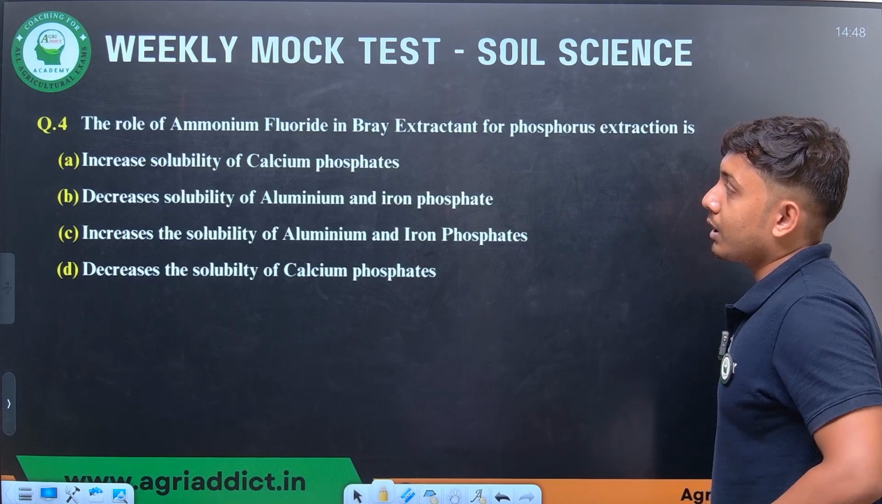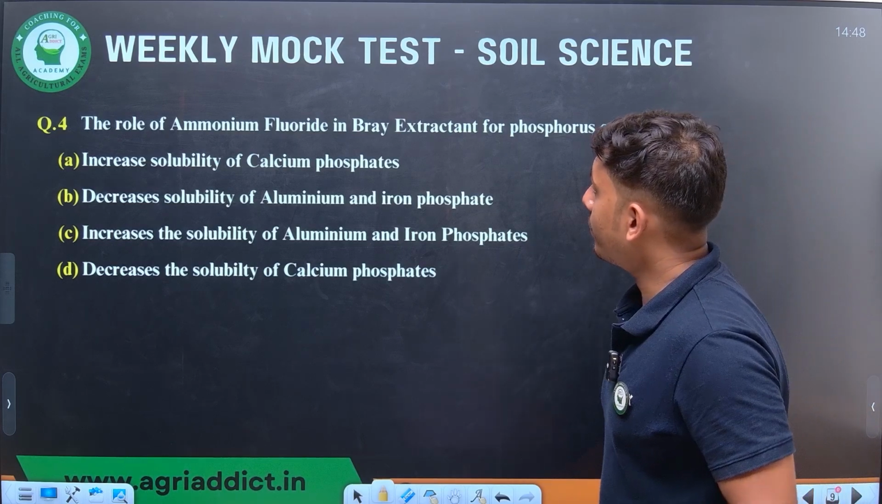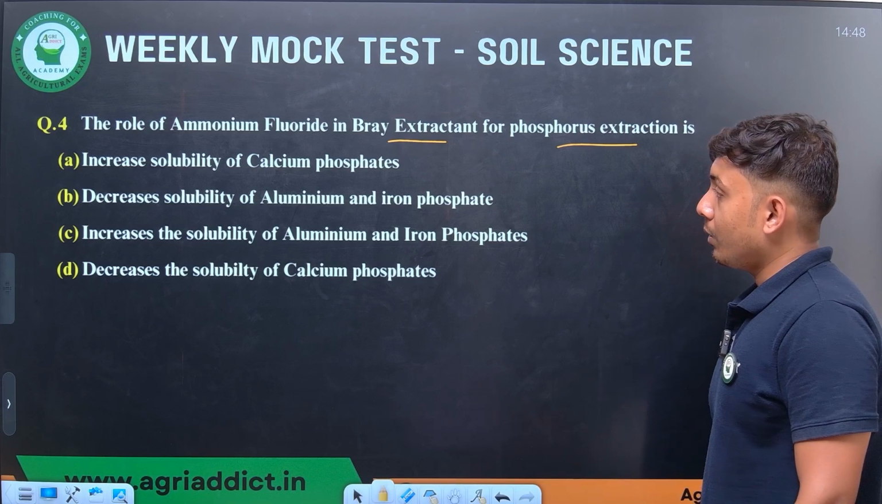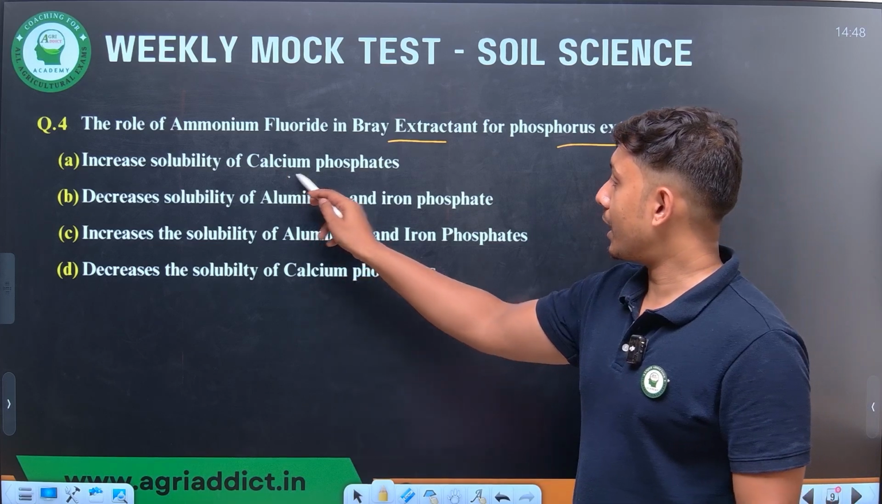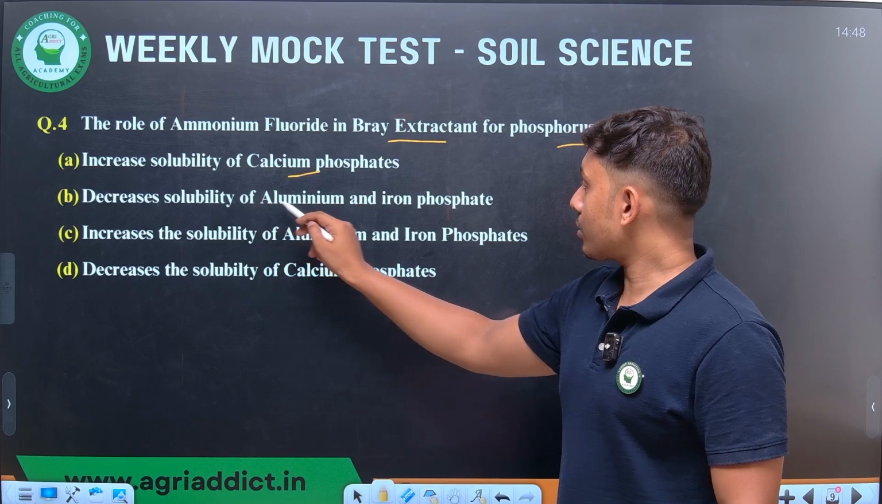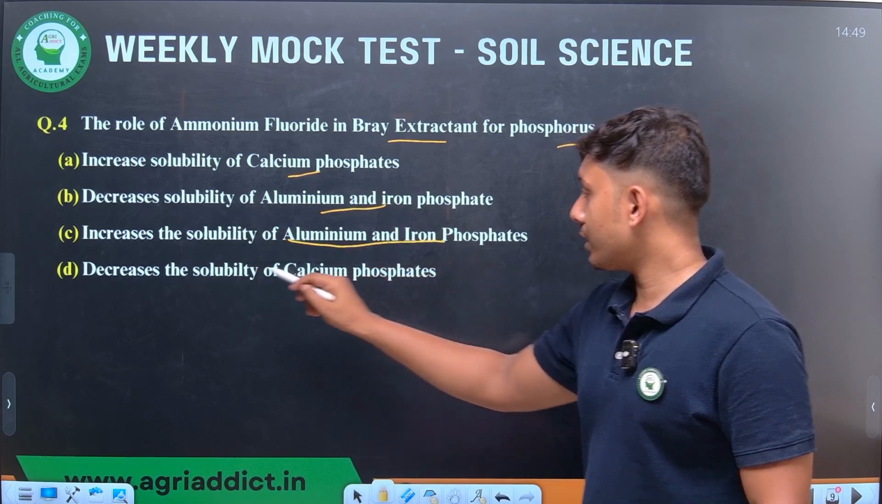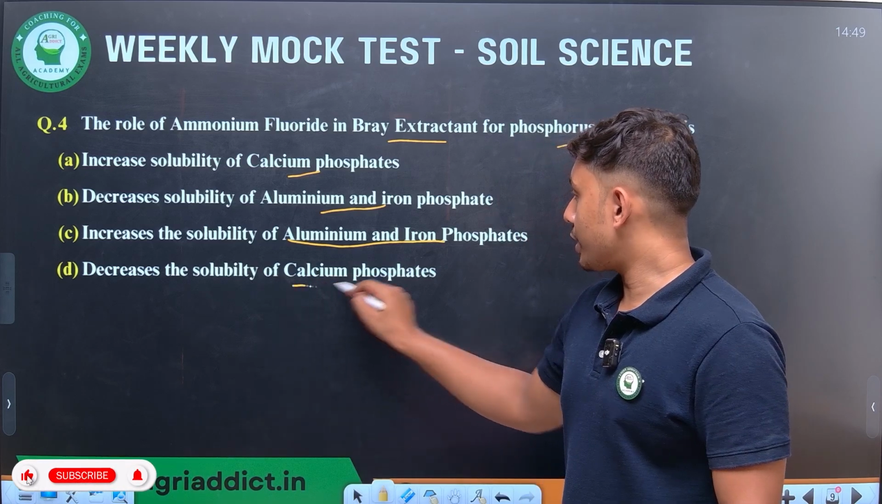Next, on to the next question. The role of ammonium fluoride in Bray extraction for phosphorus extraction. Okay, what are the options? Increase the solubility of calcium phosphate, decrease the solubility of aluminum iron phosphate, increase the solubility of aluminum iron phosphate, and decrease the solubility of calcium phosphate.